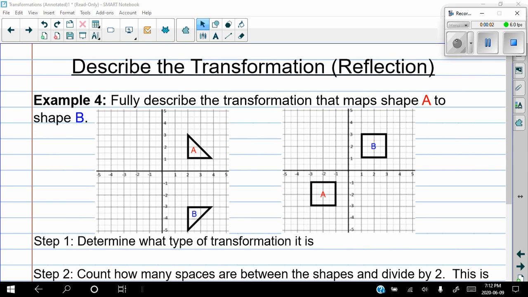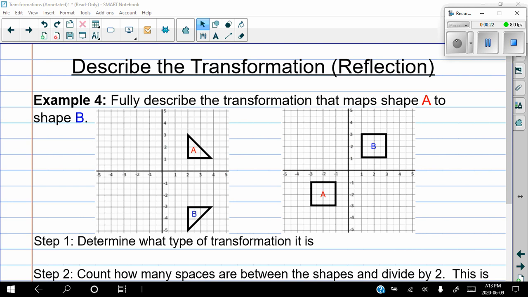So today we're going to work on describing a transformation, specifically the reflection, as it's our first one. So fully describe the transformation that maps shape A to shape B. So that means we want to know how can we start at A and go to B. Well, our first thing is we have to determine what transformation it is.